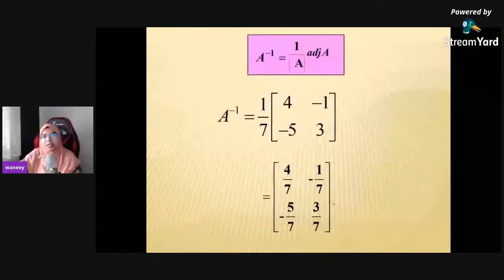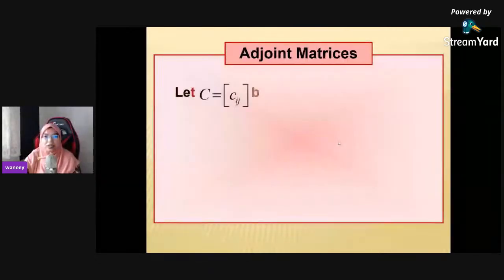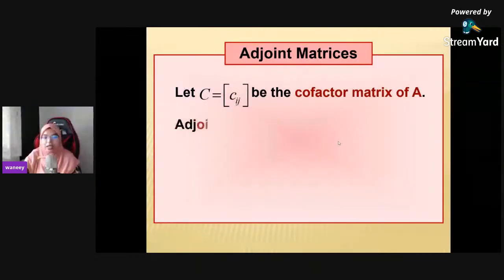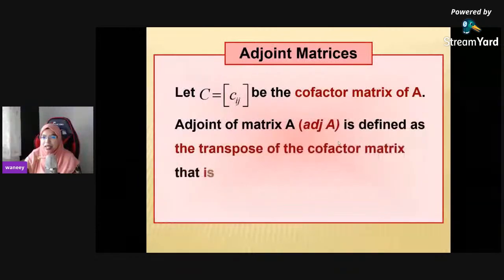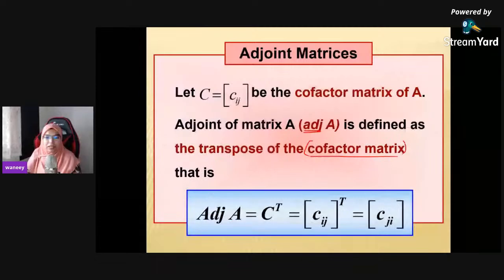Now, this is for a 2 by 2, so it is quite easy for us to calculate the adjoint matrix. Let us see what happens if we have a 3 by 3 matrix. Let's say the cofactor matrix of A is given. Then the adjoint of matrix A, ADJ A, where ADJ corresponds to adjoint, is defined as the transpose of the cofactor matrix. So find the cofactors and then transpose them. That means adjoint of A is cofactor transpose.